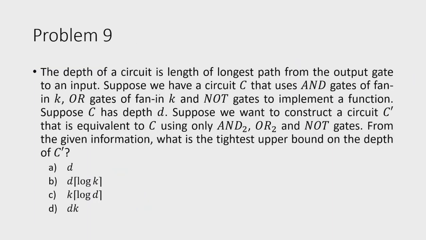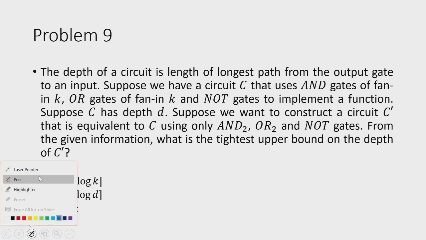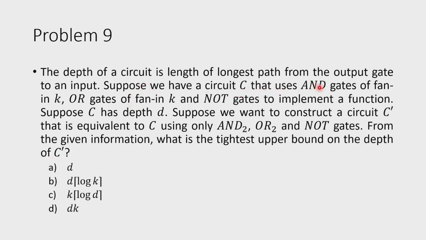Okay, so the next problem is, the depth of a circuit is the length of the longest path from the output gate to any input. Suppose we have a circuit C that uses AND gates of fan-in K, OR gates of fan-in K, and NOT gates to implement a function. Suppose C has depth D, and suppose we want to construct a circuit C prime that is equivalent to C, but only using AND gates with fan-in 2, OR gates with fan-in 2, and NOT gates. So from the given information, what is the tightest upper bound on the depth of C prime? Is the question clear?